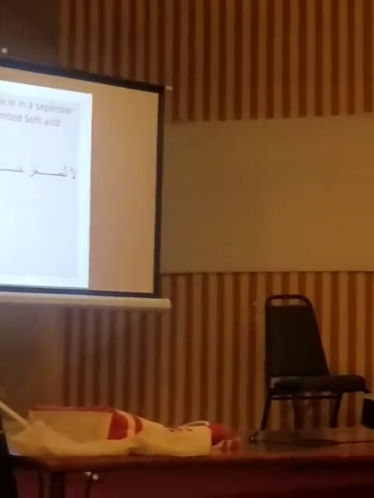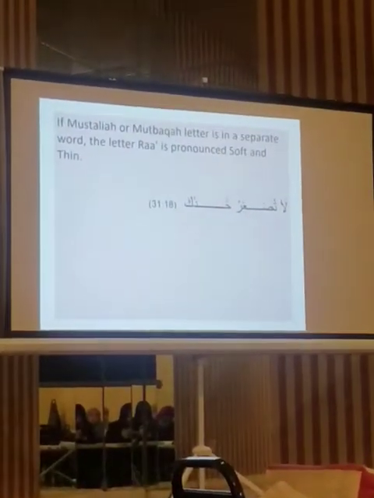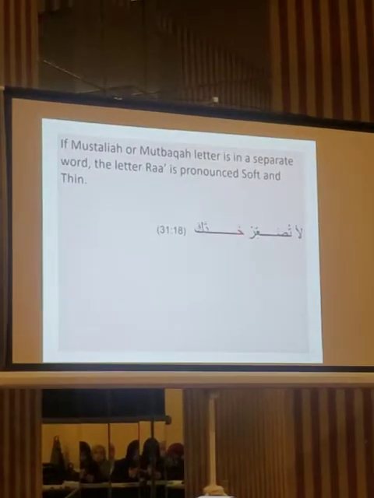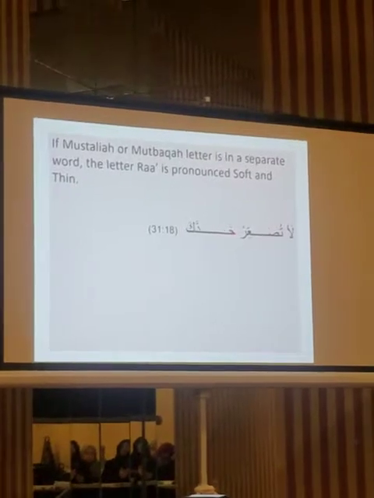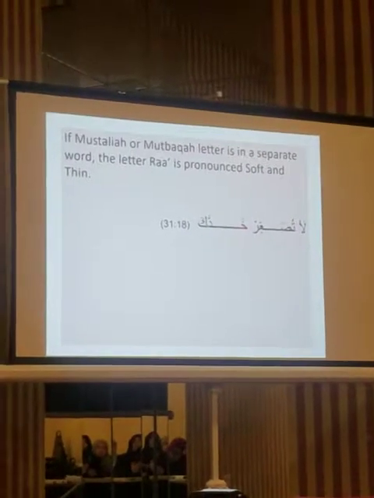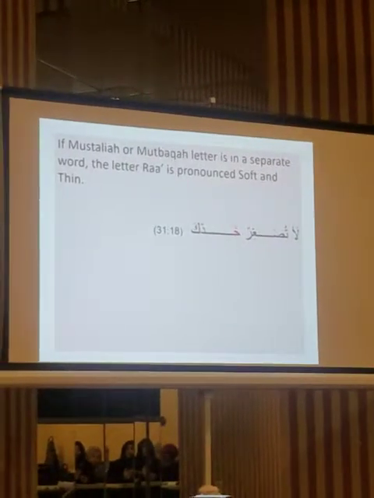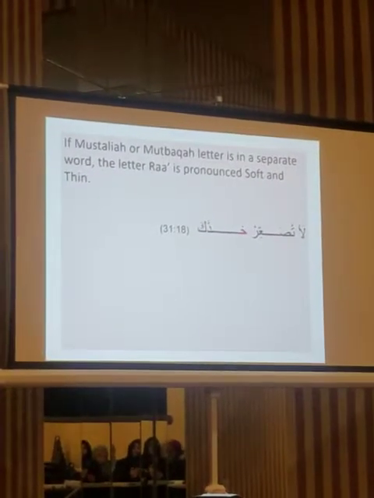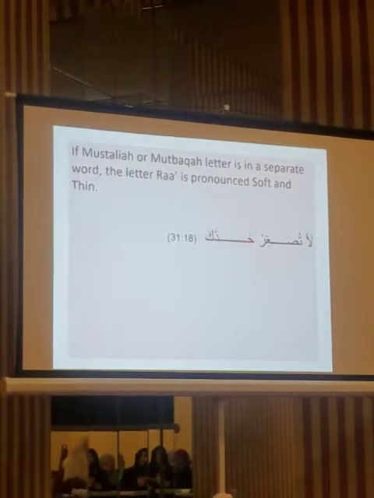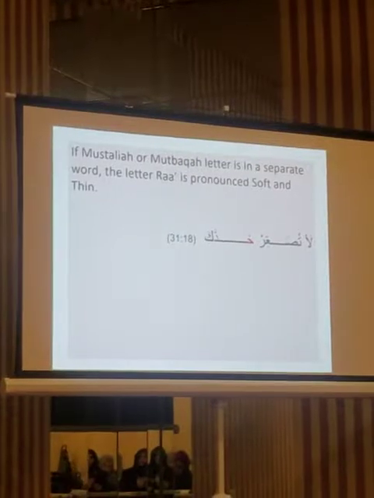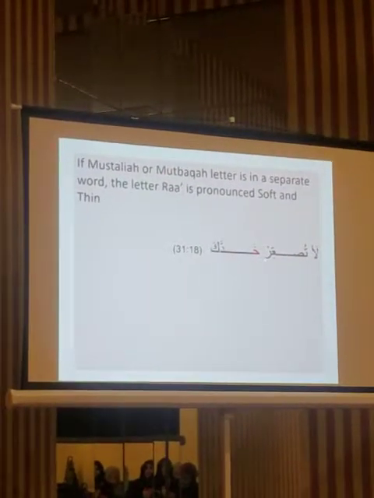Once he gives an example here, that if it's in the next word, it will not be impacted, and the Ra will be recited thin. The Ra will be recited like it's normally recited. It's only when it's in the same word that you will be reciting this differently. Here is an example: وَلَا تُصَعِّرْ خَدَّكَ. So here, the Ayn has a kasra. This Ayn has a kasra. So therefore, the Ra is recited thin.